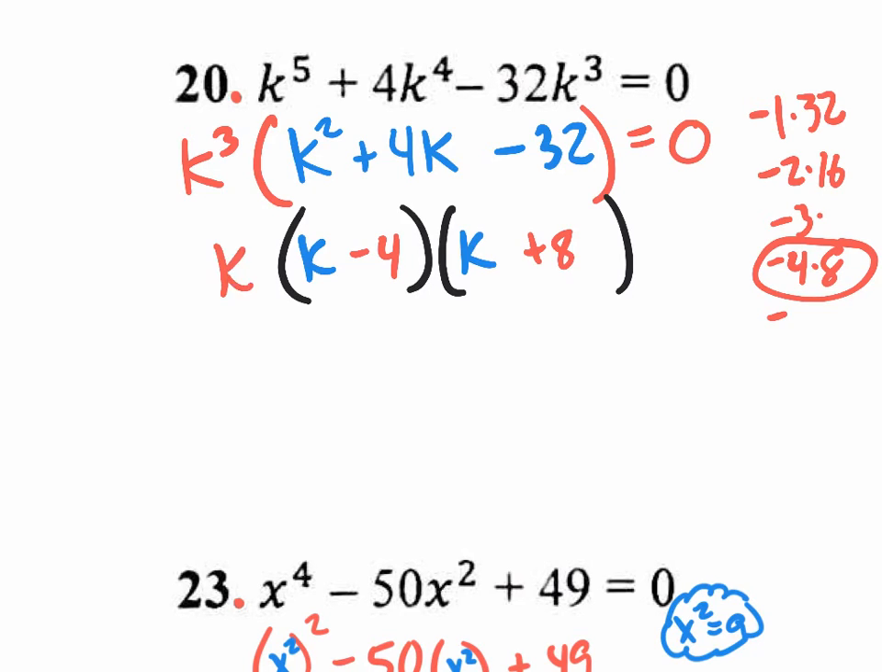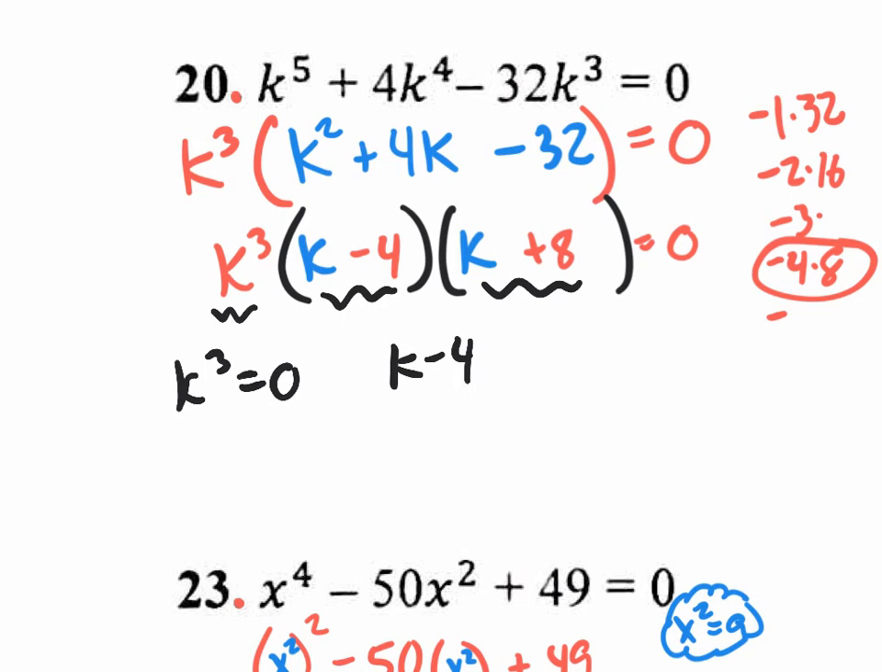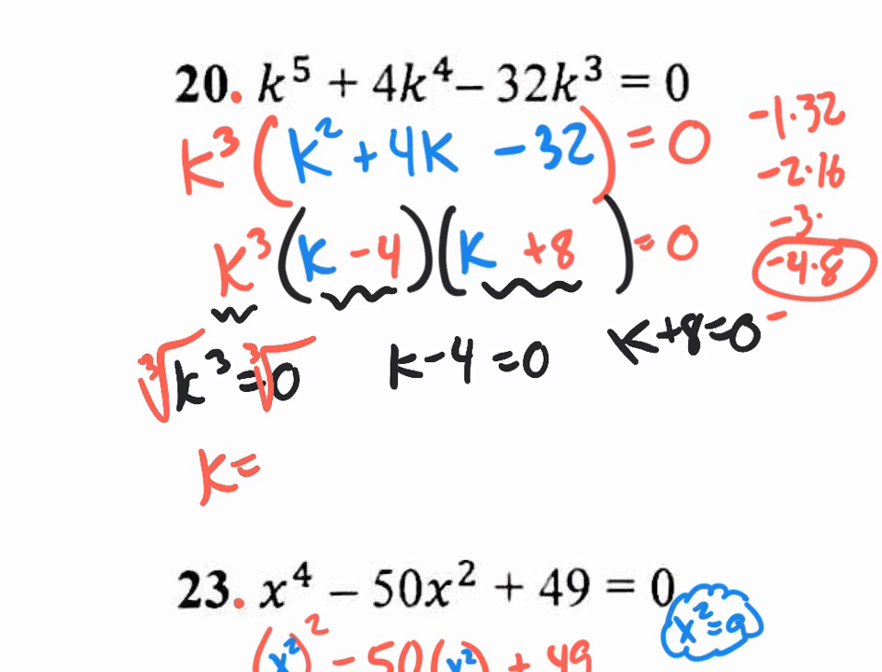We factored it, bring down the k to the third equals 0. And now you have the zero product property that you could apply. If you have something times something times something equals 0, each of those somethings could equal 0. K equals 0, k equals 4, k equals negative 8. Right here you would have to apply a cube root. That would be k equals 0. Plus or minus 0 still ends up being 0.